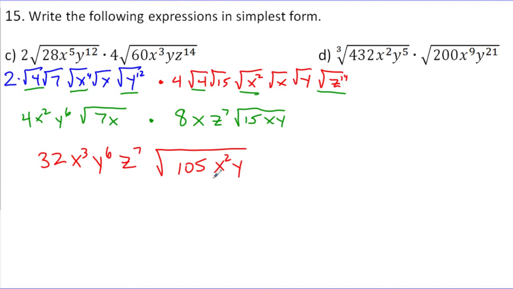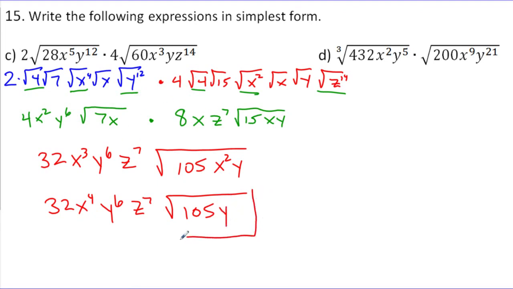I can break out this x squared as well, just like we did up here with this x squared. So I'm going to have an extra x jump out of the radical and combine with these ones, and it's going to become 32x to the 4th, y to the 6th, z to the 7th, and now I have no more x on the inside. So because when I put together these two radicals, I got another multiple of 2, I was able to do a little bit more combining. Okay, so this is now complete.